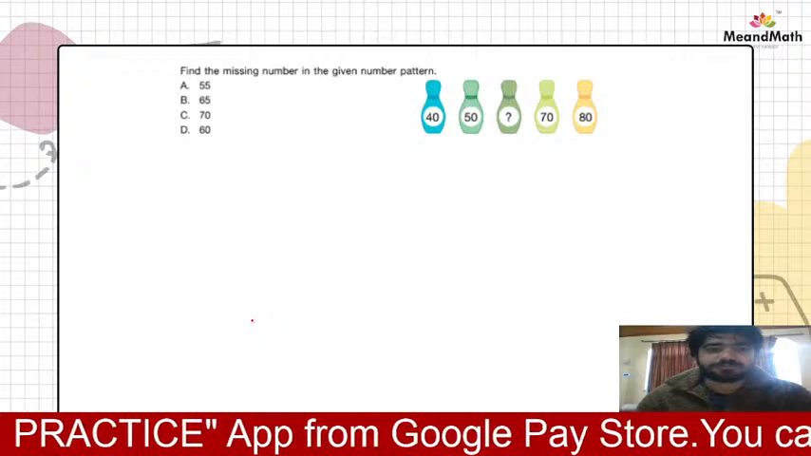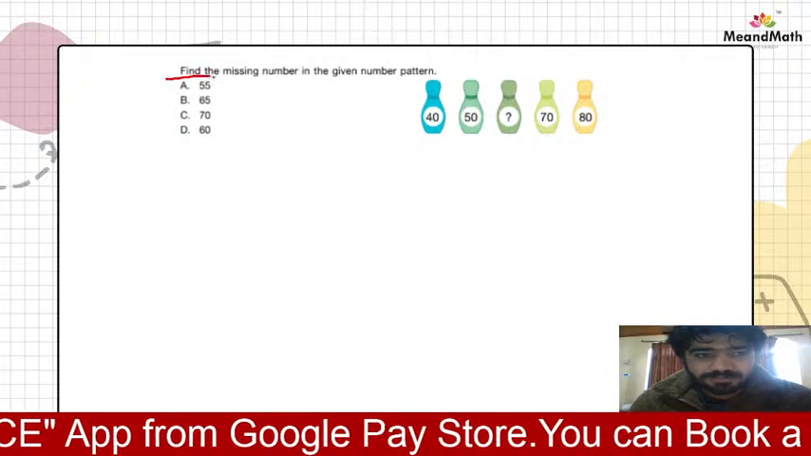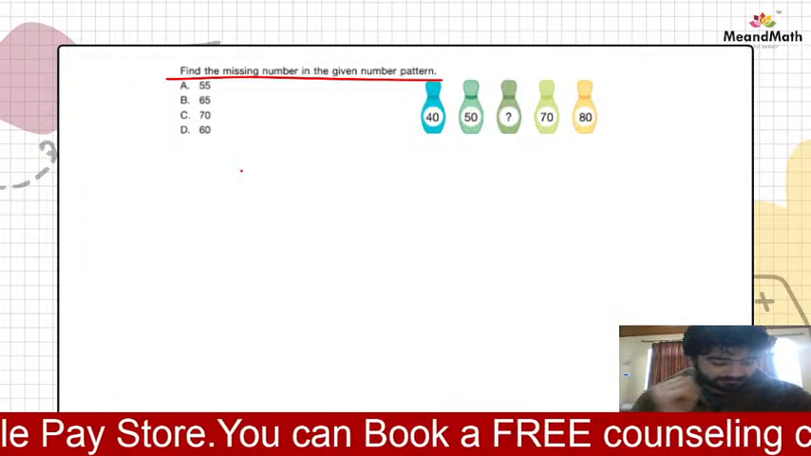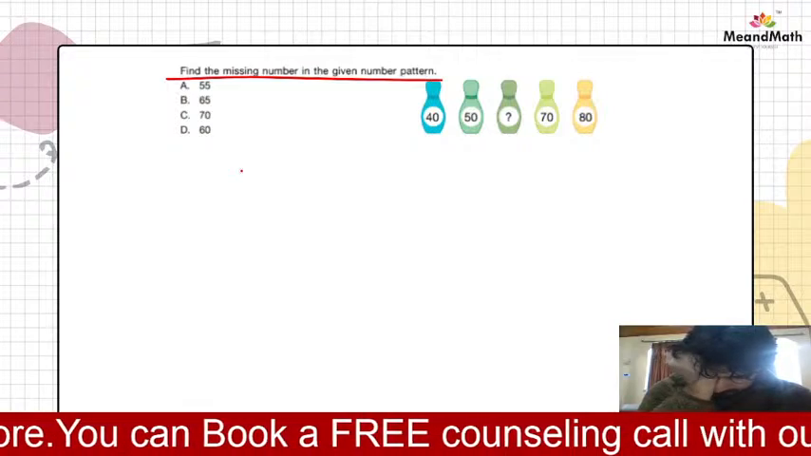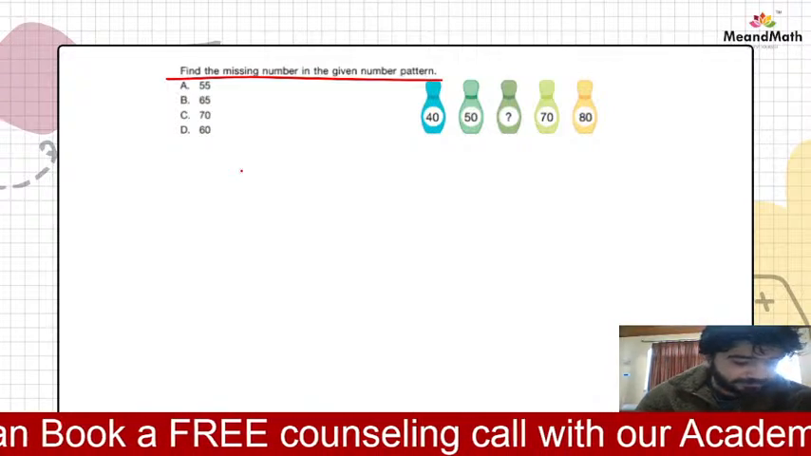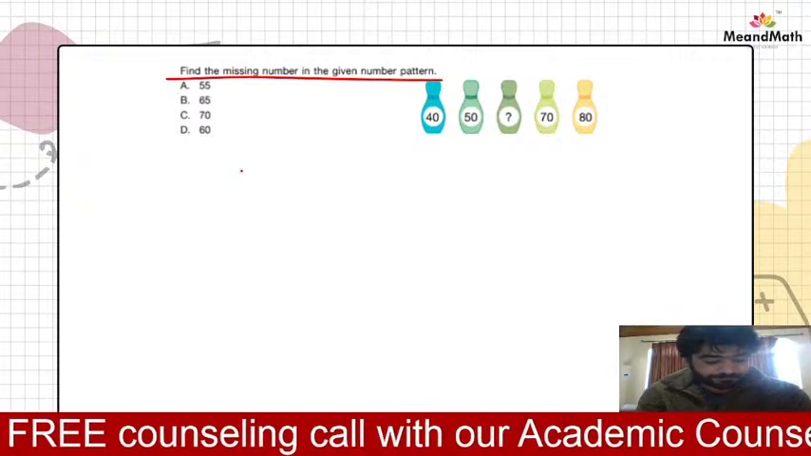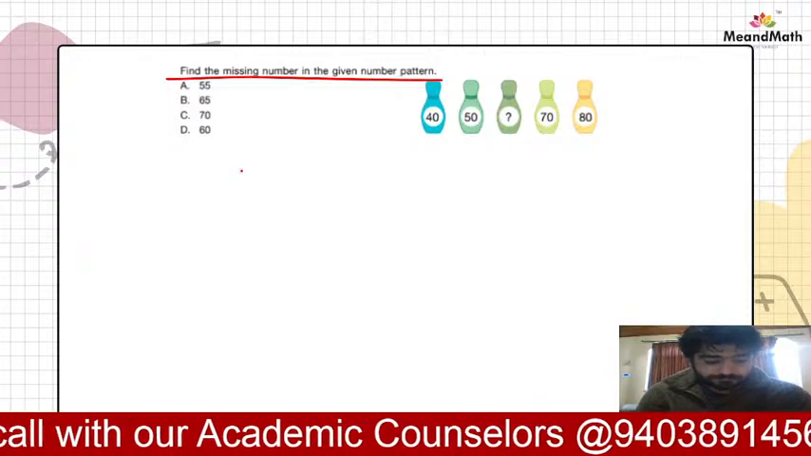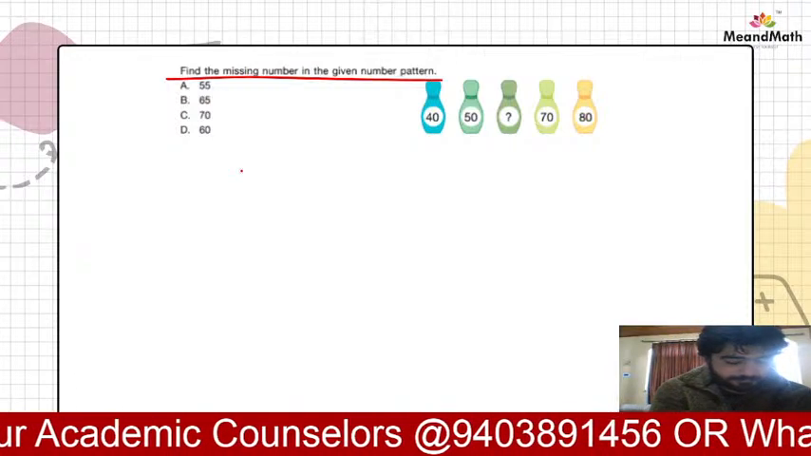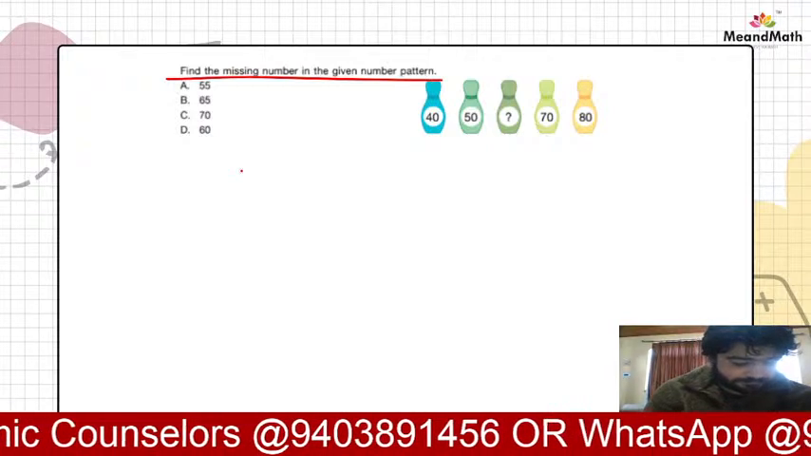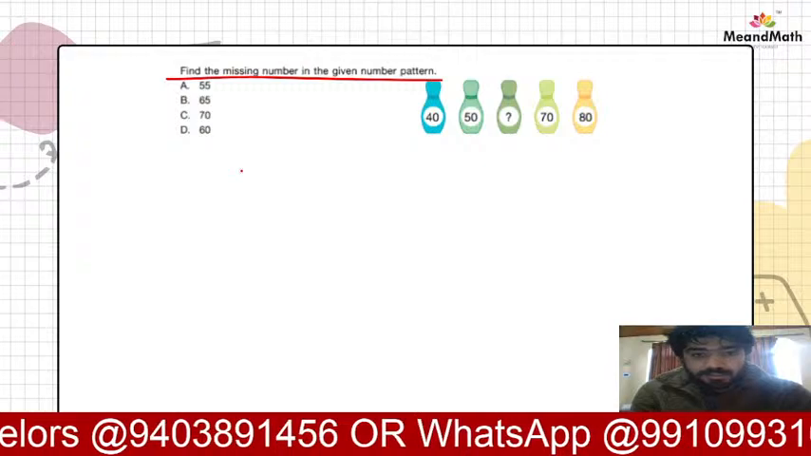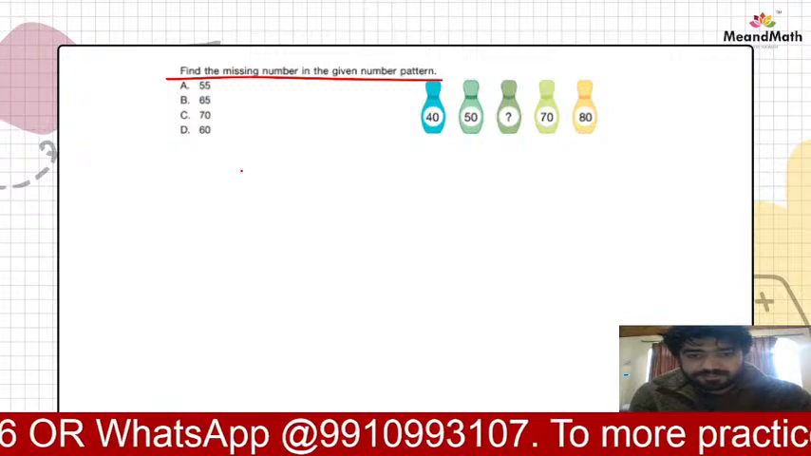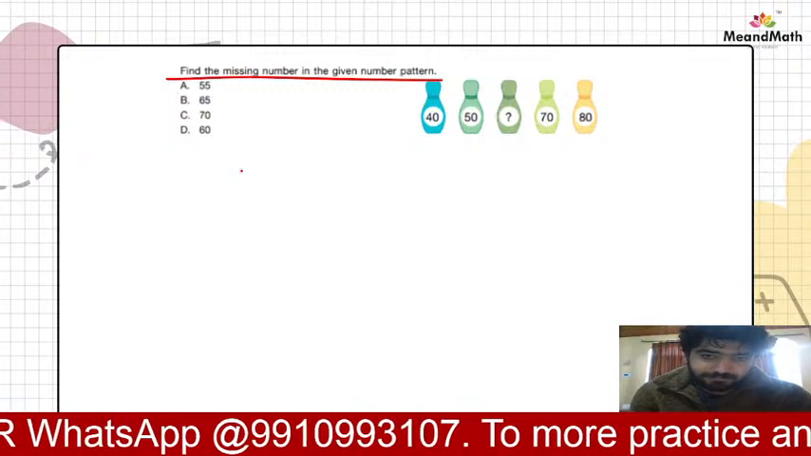Now, next question. Find the missing number in the given number pattern. Who will find the missing number in the given number pattern? Easy one. I'll give you 1 minute for this question. This is an easy one. So the bottles are there, 40, then followed by 50, then a blank question mark, then 70, then 80.